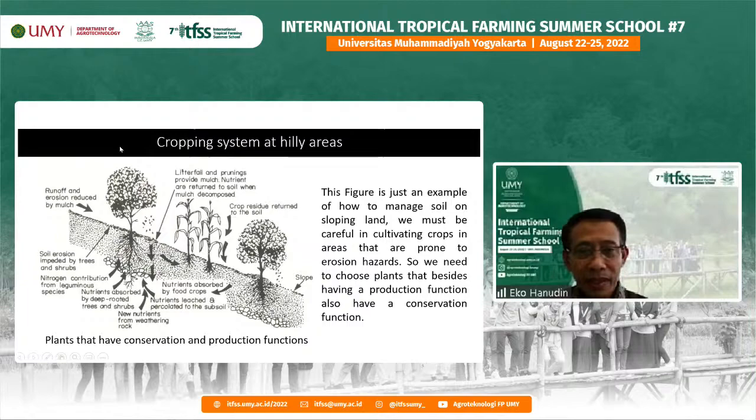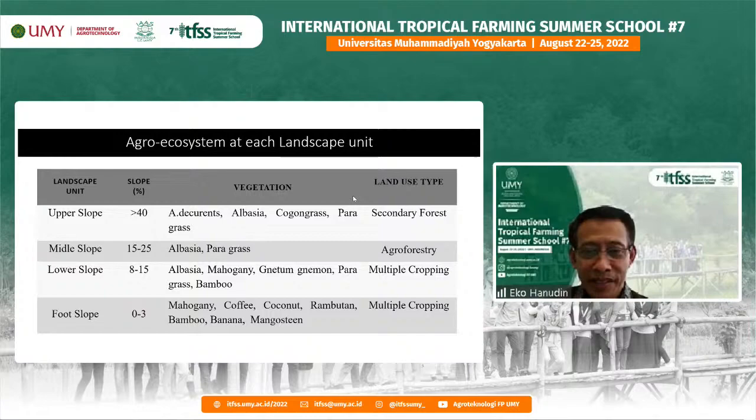And this is just data from the research. Also, this was done by Dr. Liz Nur Aini. This is just an example of how to know the agroecosystem based on the land unit type.